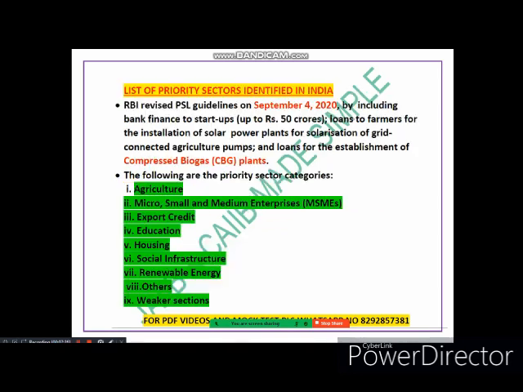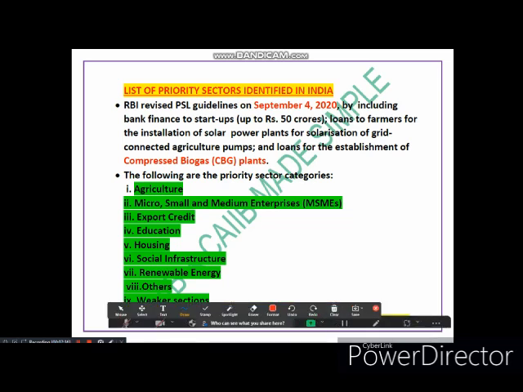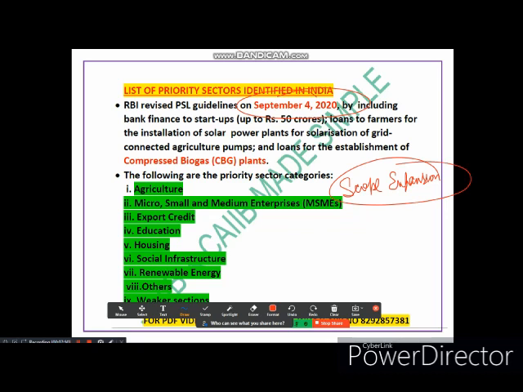Now let's discuss that the Reserve Bank of India has made changes to the priority sector lending guidelines on September 4, 2020. These changes include expanding the scope of priority sector lending to cover certain areas. So the scope of priority sector lending has been expanded.